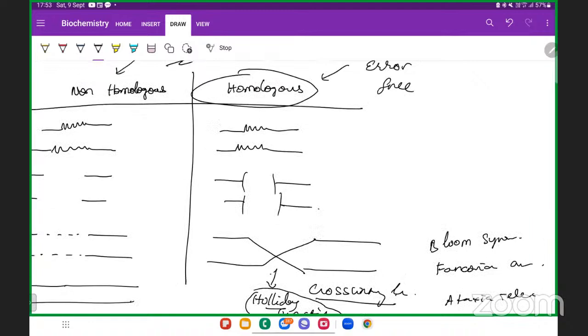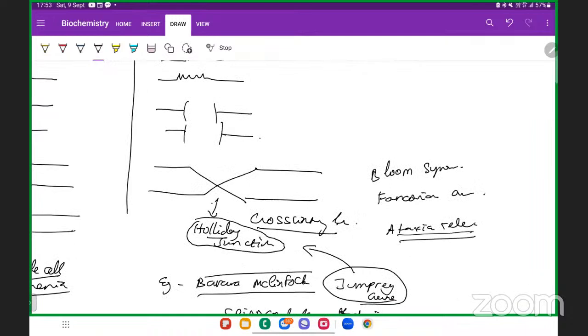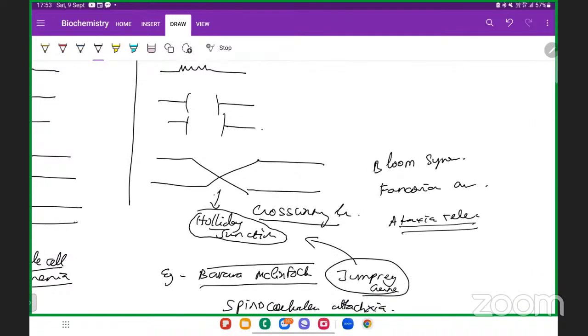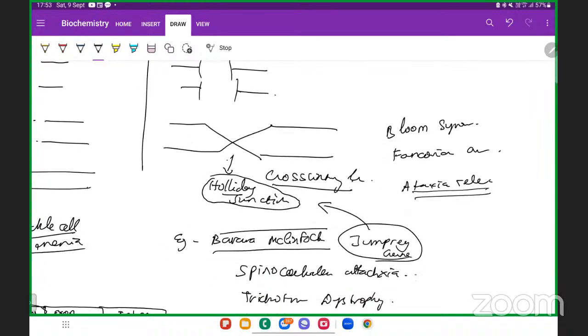it leads to certain diseases. Number one, just remember these, because in the subsequent years you will be reading about each syndrome separately. For now, remember that you will have Bloom syndrome, Fanconi anemia, and ataxia telangiectasia. In ataxia telangiectasia there is a spinocerebellar abnormality, the balance mechanism is affected in the patient, so there is going to be ataxia telangiectasia.